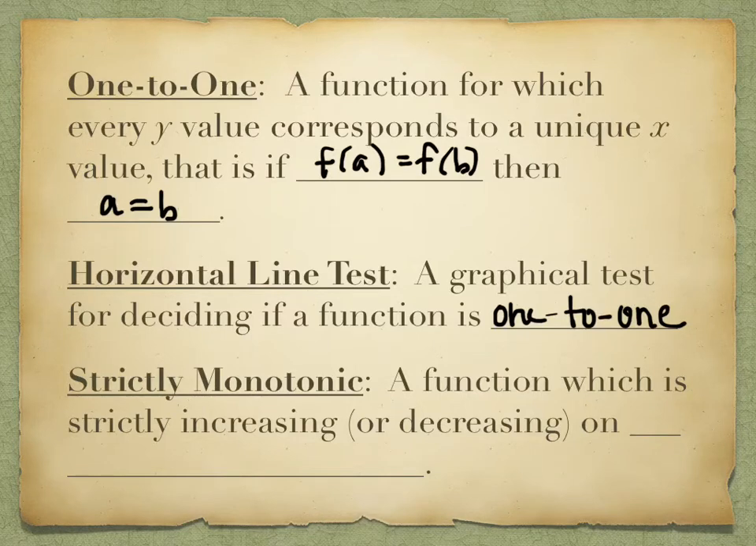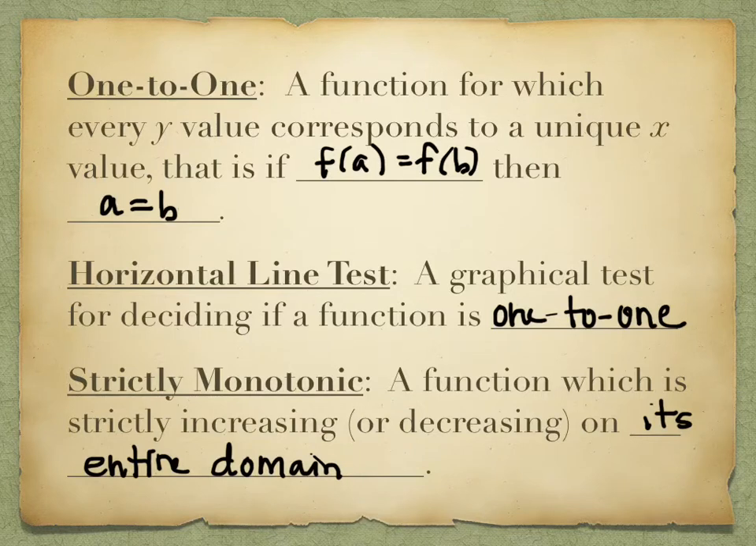Strictly monotonic means that this is a function which is strictly increasing or decreasing on its entire domain. So all the values that you're considering as legitimate values for the function, it is always going uphill or it is always going downhill, and that's called strictly monotonic. So in other words, you don't have anything like this parabola going on, right? Because this is going downhill at first and then it's going uphill afterwards. So that's not allowed. That's not strictly monotonic.